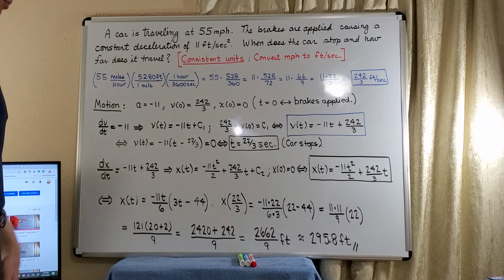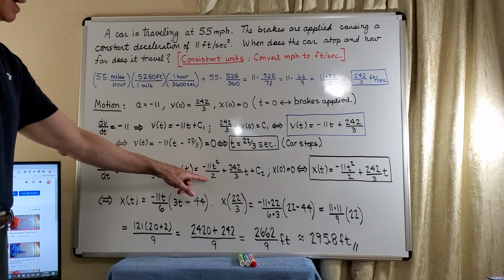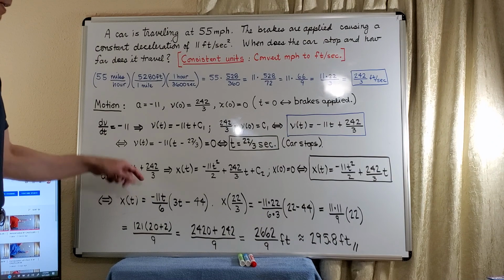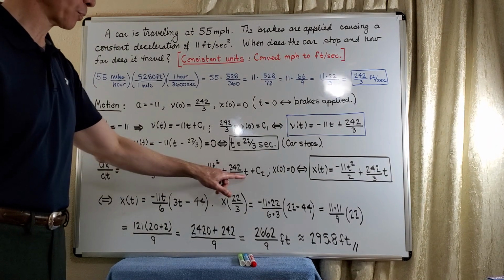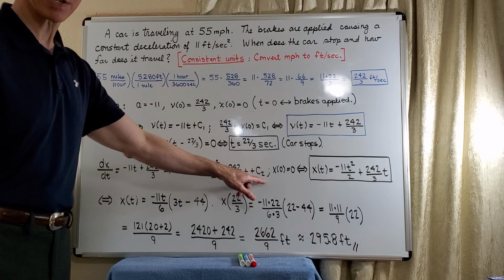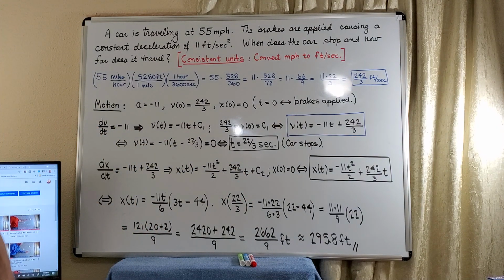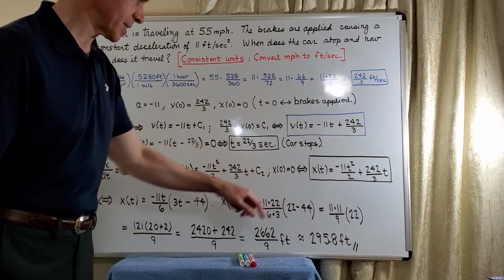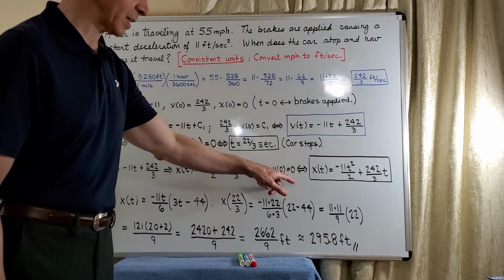Again, I didn't use the integral sign because it's just add 1 to the power and divide by the new power. So the negative 11t becomes negative 11t squared over 2, and the 242 divided by 3 just becomes 242 divided by 3 times t, plus the arbitrary constant, which we just call c sub 2. And again, we go to our initial condition, x of 0 is 0, so that zeroes out everything. So C2 must just be 0.